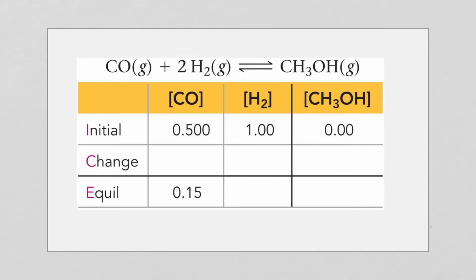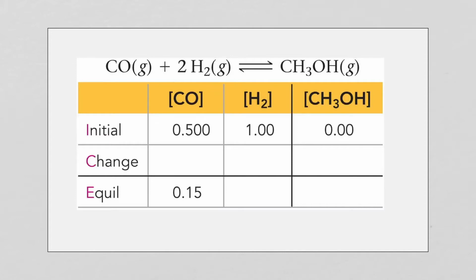So let's take this example. Let's say we have the reaction of carbon monoxide and 2 moles of hydrogen going to 1 mole, in equilibrium, of methanol. And we know our starting concentrations, so in this case we start with our reactants. We have 0.5 molar CO, 1 molar H2, and we don't have any product at the beginning. We know that at equilibrium our carbon monoxide has a concentration of 0.15.